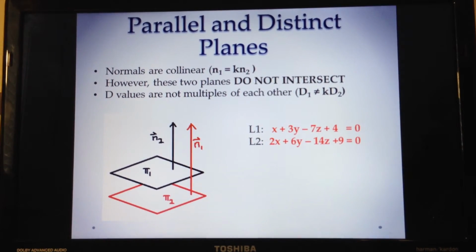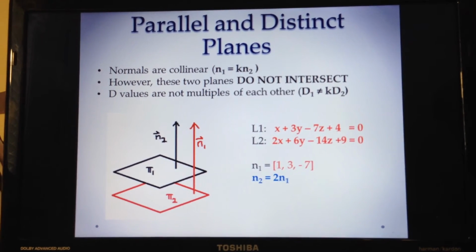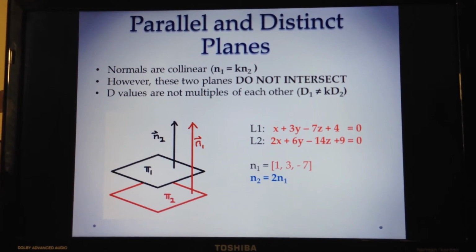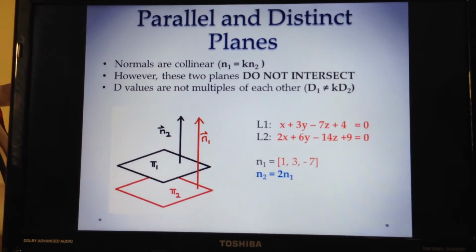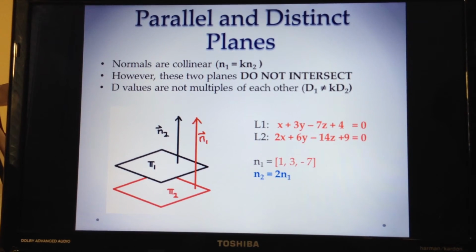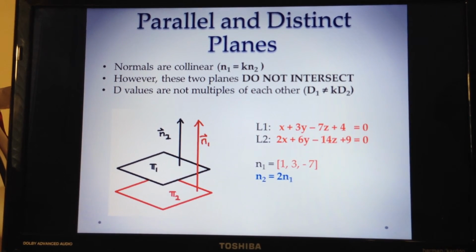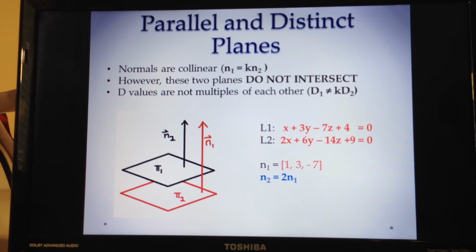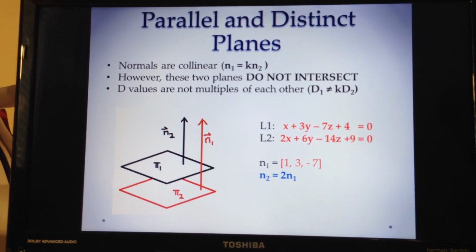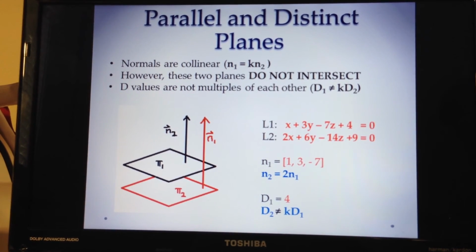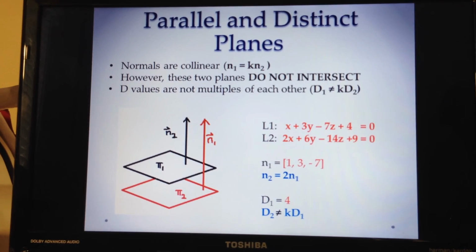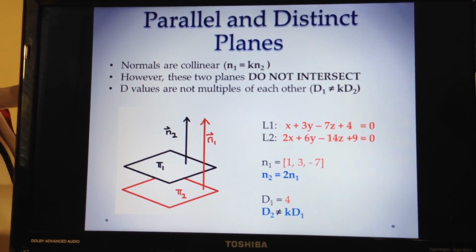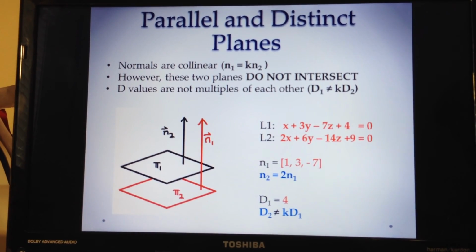Here's a quick example, the same line. However, the normal of line 1 is 1, 3, and negative 7. Let me say that again. The normal of line 1 is 1, 3, and negative 7. And when you multiply 2 times line 1, you would get line 2's normal. However, the d values are different. When you have a k value multiplying the first d value, you would not get d2. Pause it.